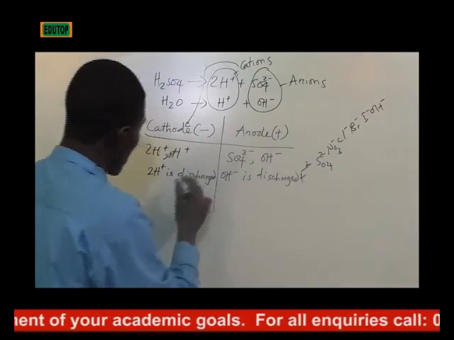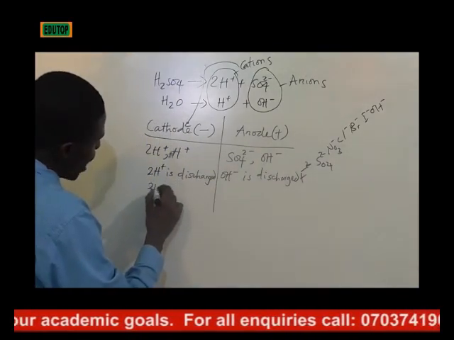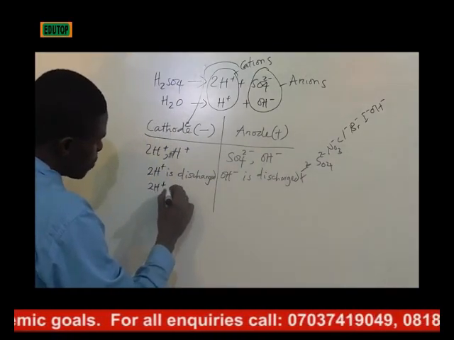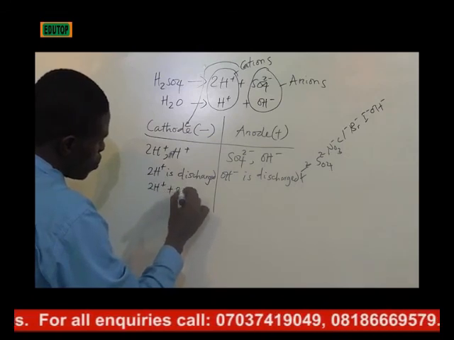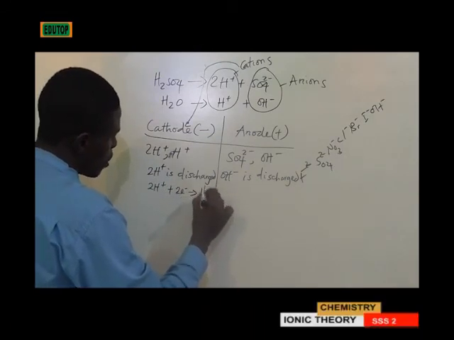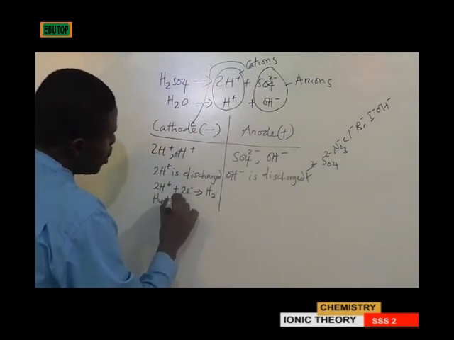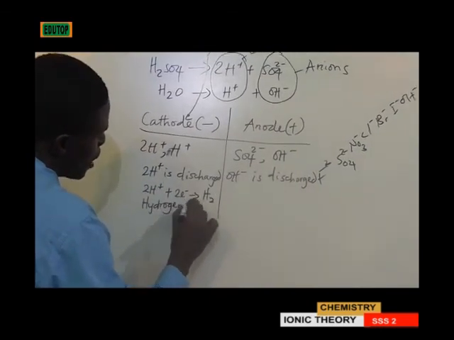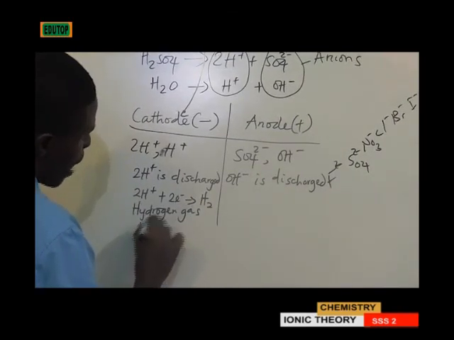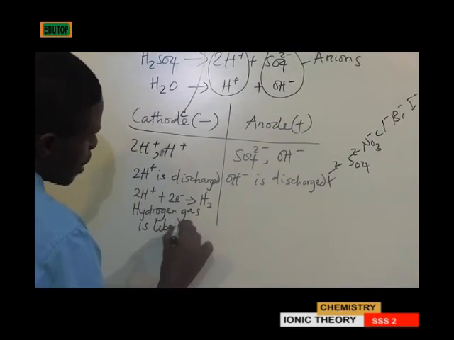And when this is discharged, it will be of this form. 2 electrons to give hydrogen. So hydrogen gas is liberated.